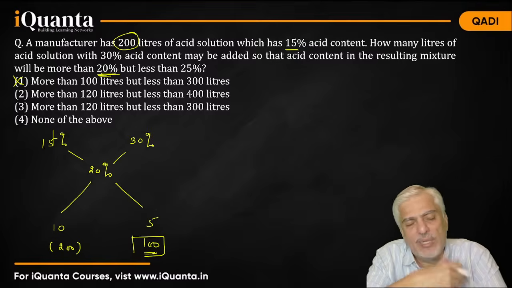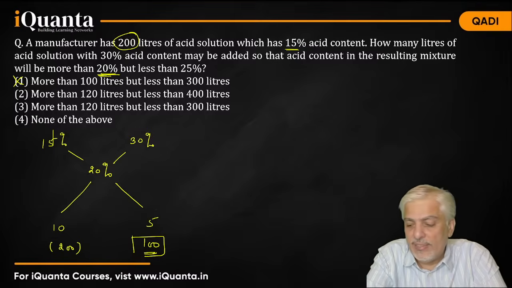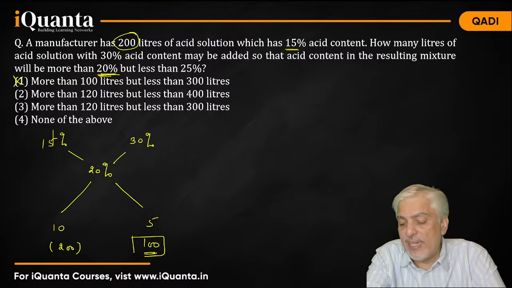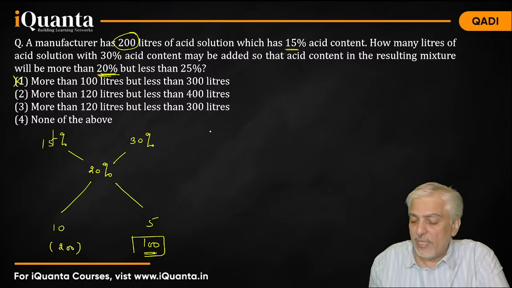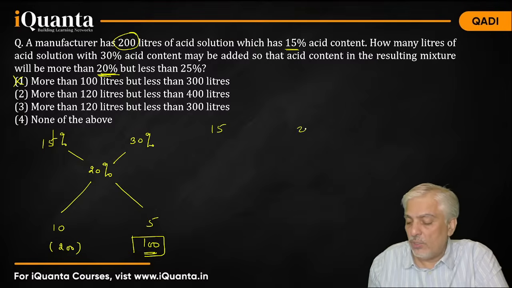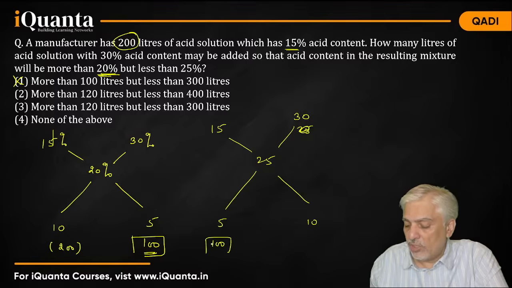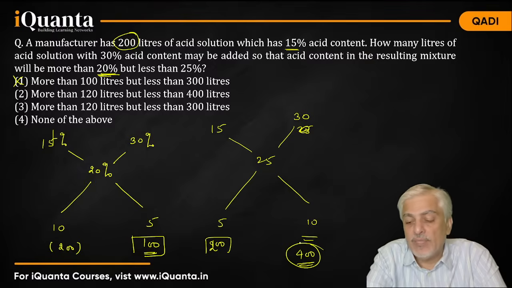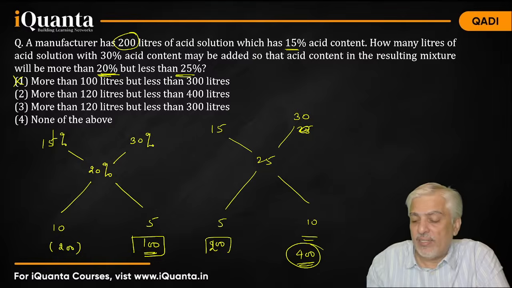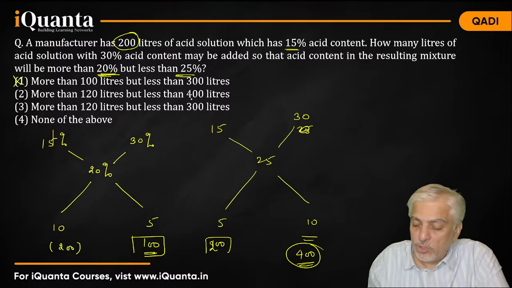Okay. So obviously 120 will satisfy. There's no worry about that. Now I need to check the upper end, but it should be less than 25%. What will be the upper end? 15, 30, and I want 25 over here. So this will be 5, this will be 10. If this is 200, given, this should become 400. But understand 400 will also not satisfy because I want less than 25. So 400 will also not satisfy.